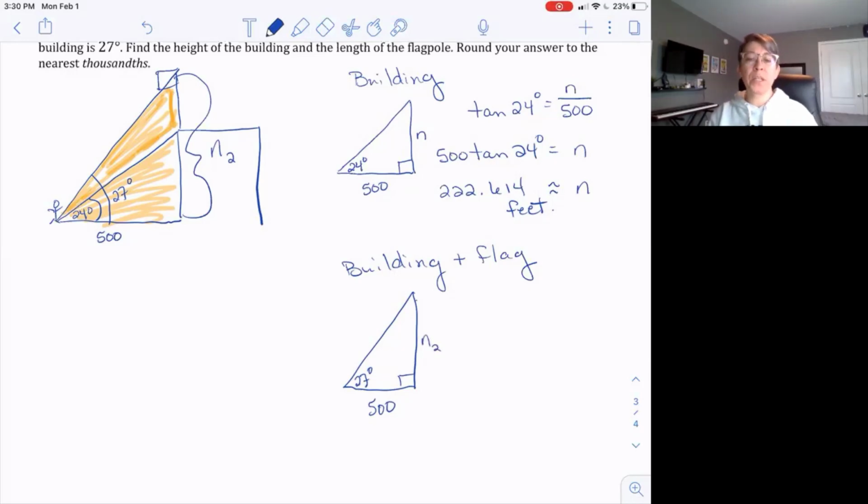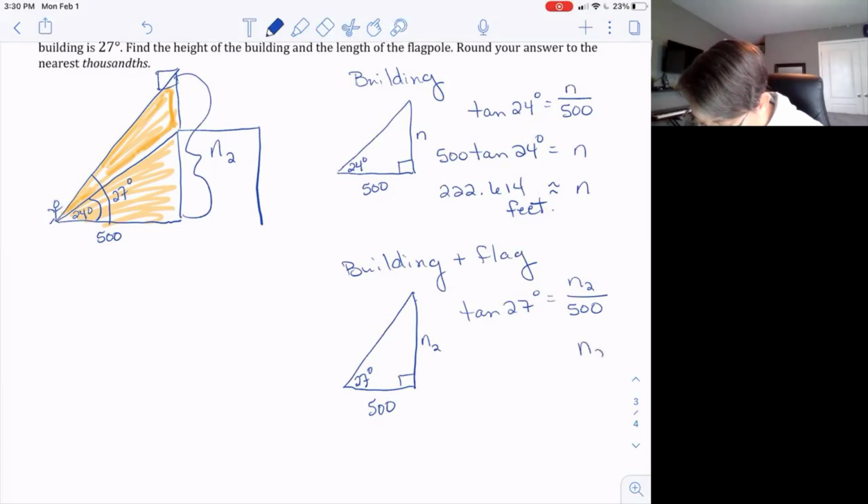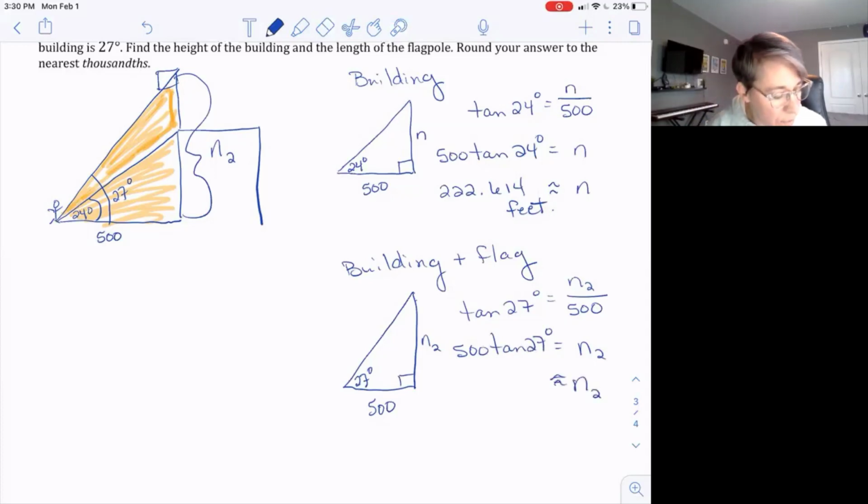Again, we've got opposite and adjacent. We're going to use tangent. So we have tangent of 27 degrees equals n sub 2 over 500. Multiply both sides by 500. 500 times the tangent of 27 degrees. And that second height is approximately 254.762 feet. That's the height of the building with the flag, and we have the height of the building.